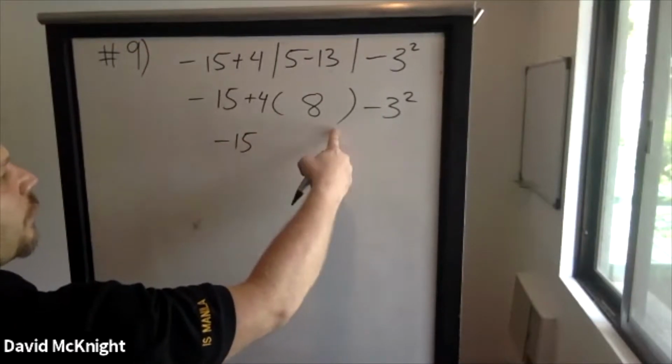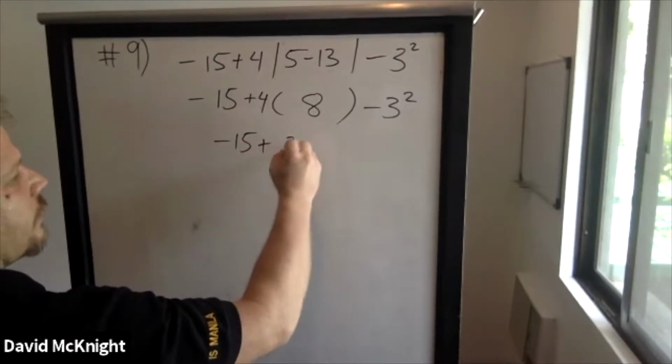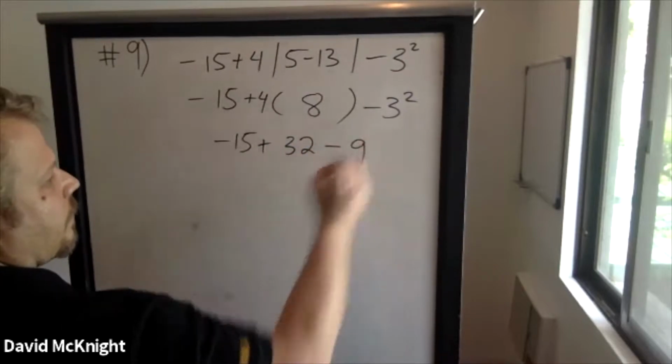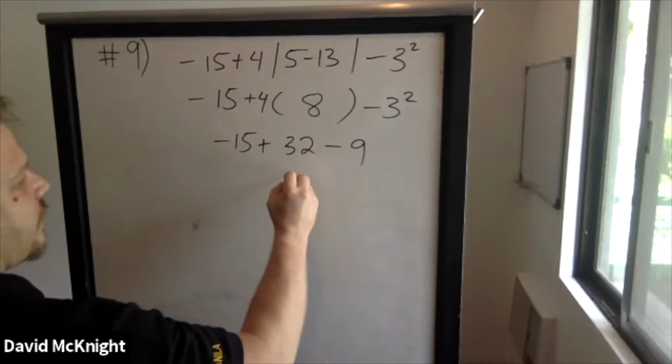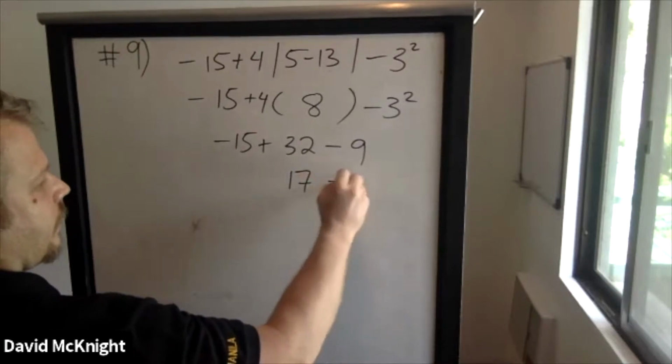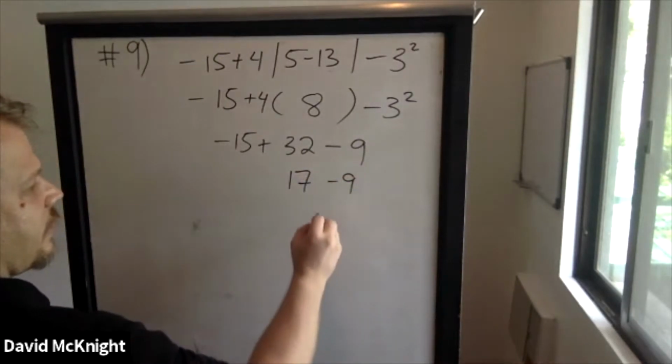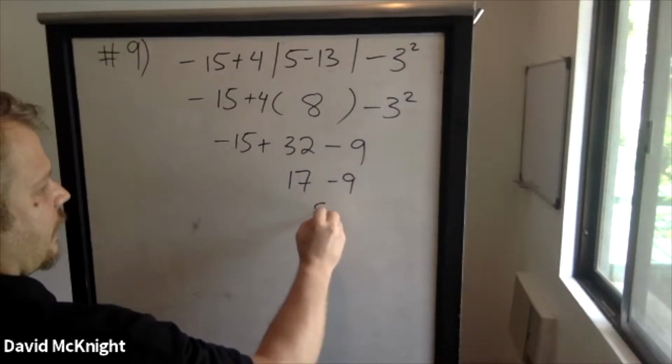Next step is multiplication. It's 9. Okay, and so we have 17, right? Minus 9 is 8.